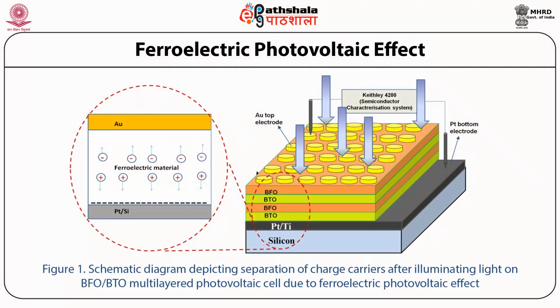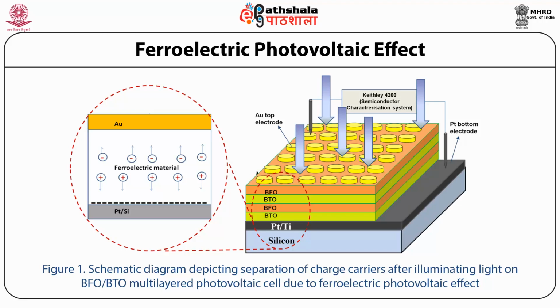Figure 1 shows the schematic diagram depicting separation of charge carriers after illuminating light on a bismuth ferrite and barium titanate multilayered photovoltaic cell due to the ferroelectric photovoltaic effect.